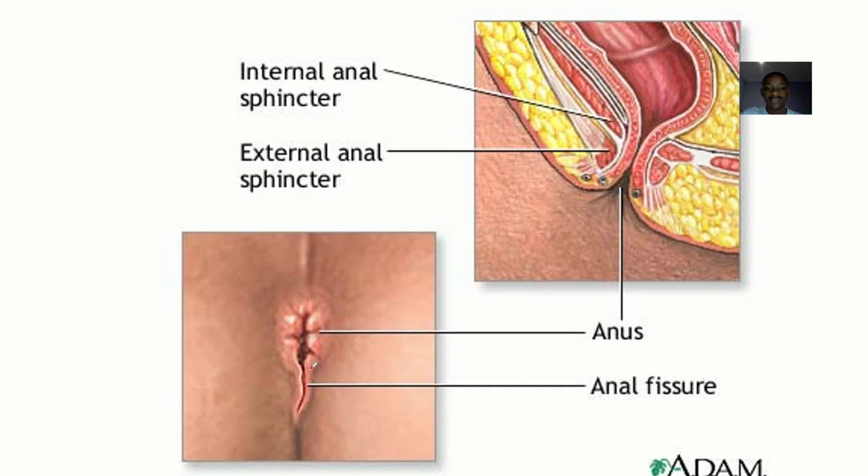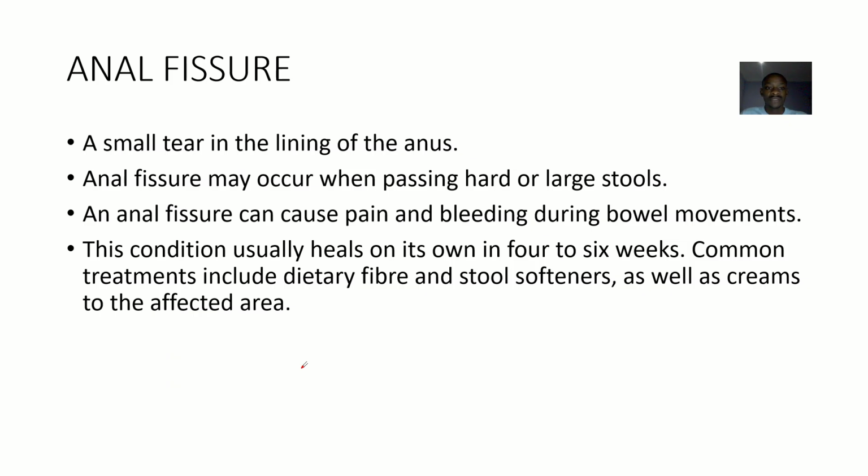Then anal fissures. An anal fissure is a small tear in the lining of the anus. It may occur when passing hard or large stool. It can cause pain and bleeding during bowel movements. This condition usually heals on its own in 4 to 6 weeks. Common treatments include dietary fiber and stool softeners, as well as rubbing creams on the affected area.